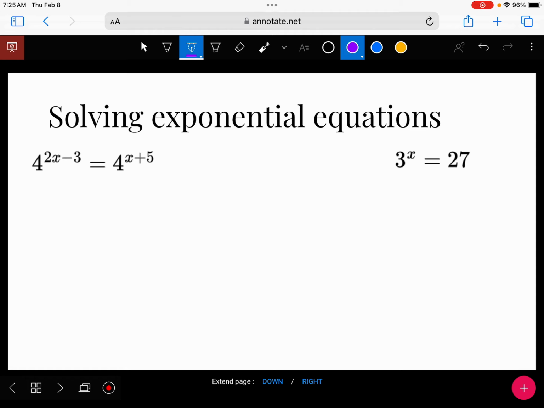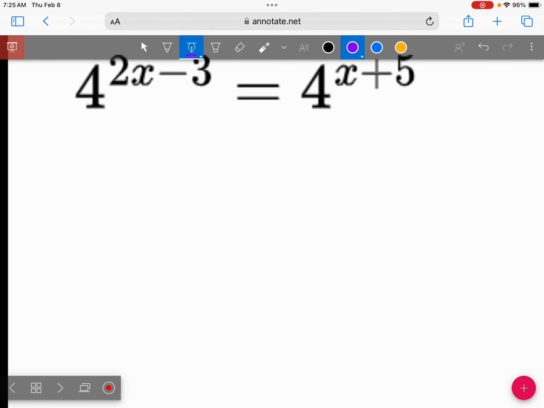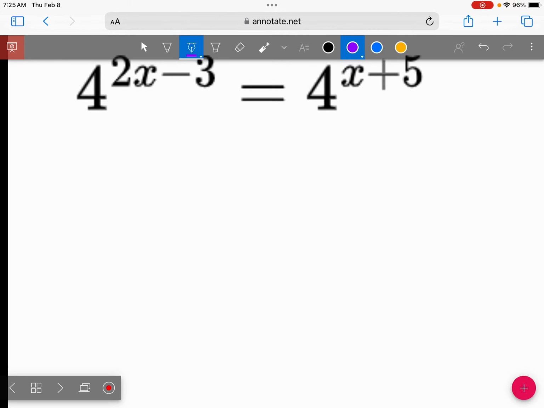All right, next two are slightly harder. So we've got 4 to the 2x minus 3 equaling 4 to the x plus 5.